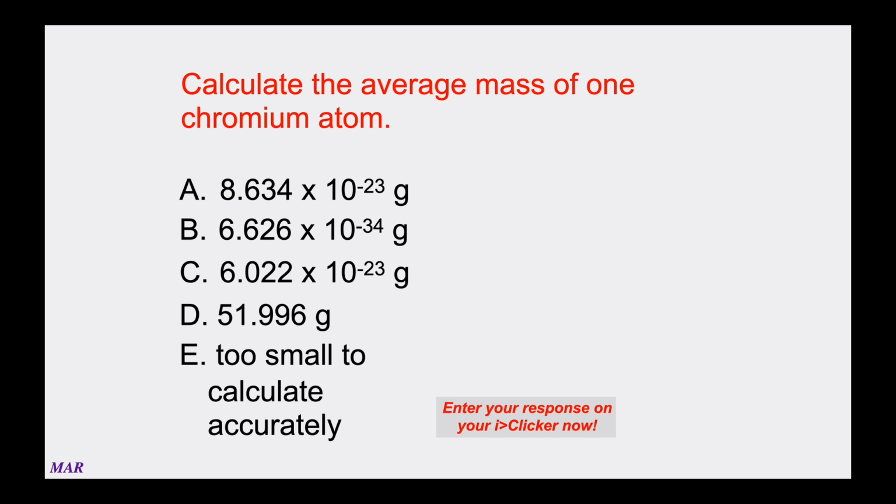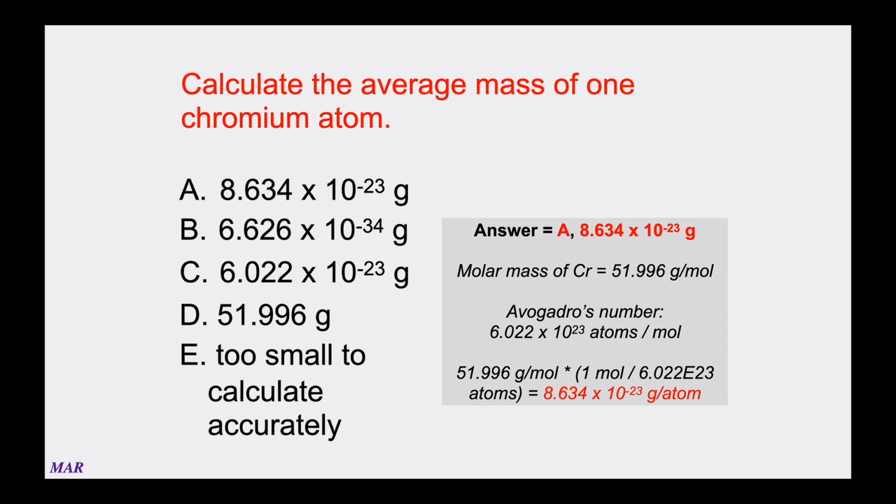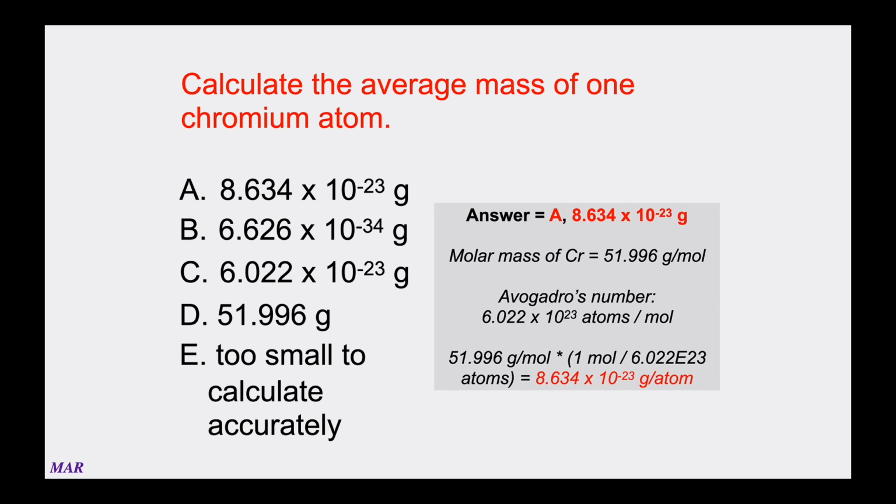If you take the molar mass, 51.996, and divide it by Avogadro's number, that's going to be how you get this number. And it comes out to be 8.634 times 10 to the minus 23rd grams. So that's answer A.